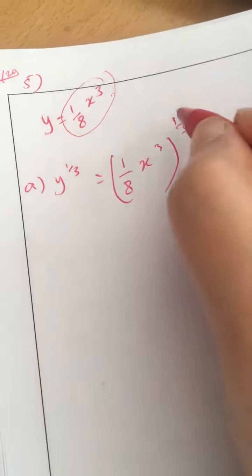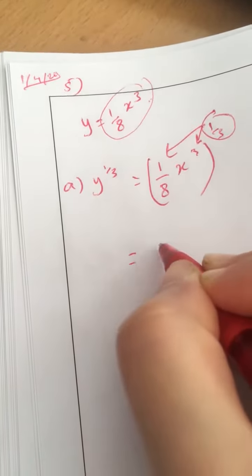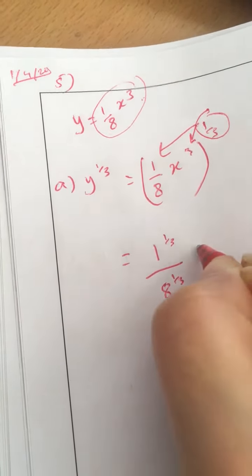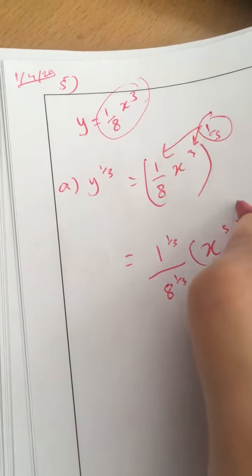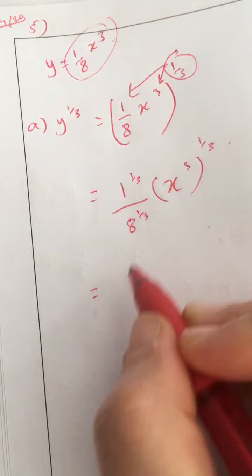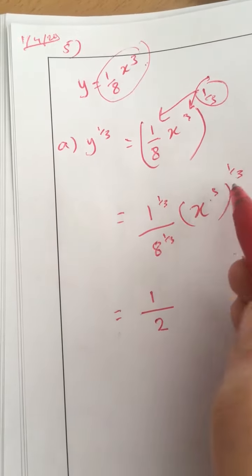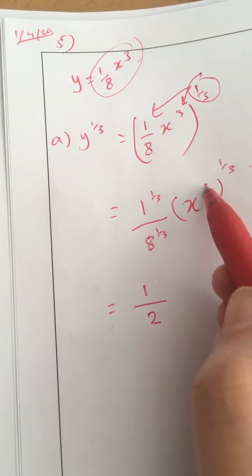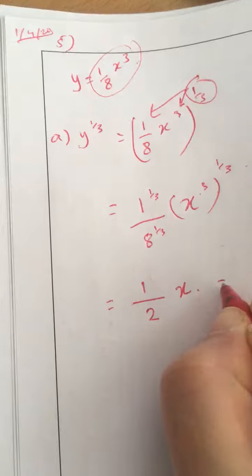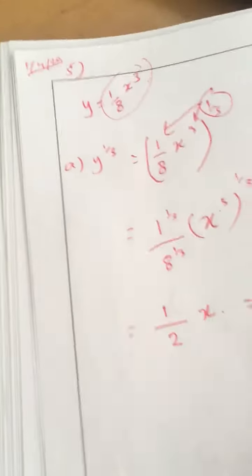That means that this 1 over 3 applies to this fraction and to that. So I'm going to have 1 to the power 1 over 3 over 8 to the power 1 over 3 times x^3 to the power 1 over 3. 1 over 3 means the cube root, so the cube root of 1 is 1, the cube root of 8 is 2. I multiply the powers because I have a bracket, so 3 times 1 over 3 is 1, x. Another way of writing this is x over 2. 1 times x is x.